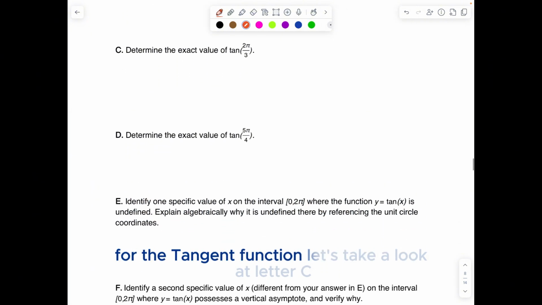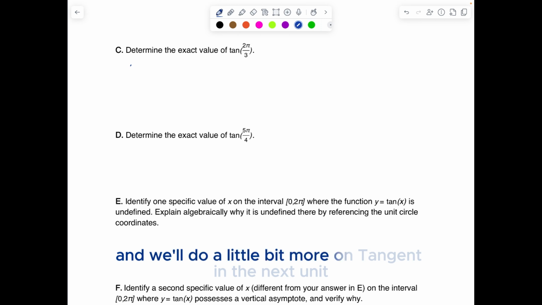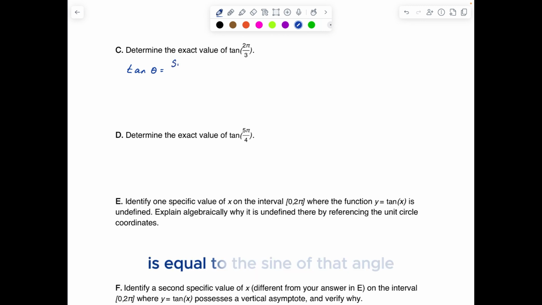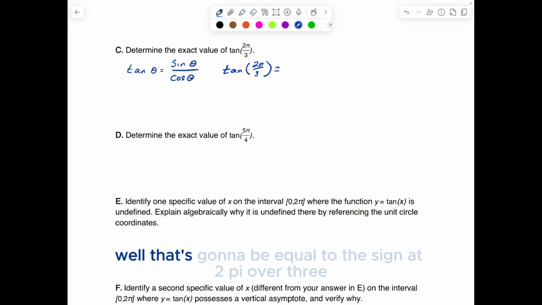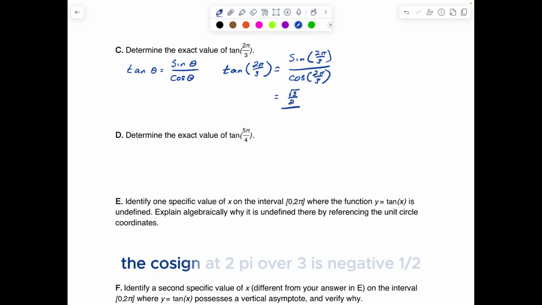For the tangent function, let's take a look at letter C. The main thing we need to remember for this section, and we'll do a little bit more on tangent in the next unit, is that the tangent of an angle is equal to the sine of that angle divided by the cosine. In this case, we're trying to define the tangent at 2 pi over 3. That's going to be equal to the sine at 2 pi over 3 divided by the cosine at 2 pi over 3. The sine at 2 pi over 3 is √3 over 2. The cosine at 2 pi over 3 is -1/2.